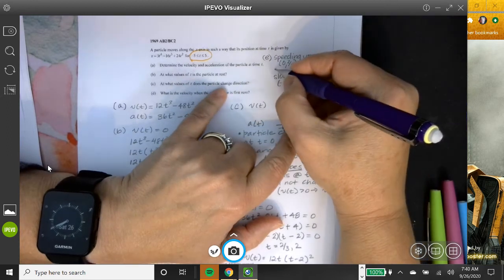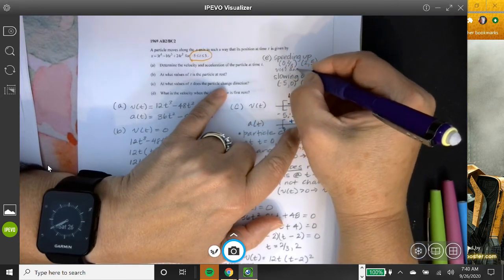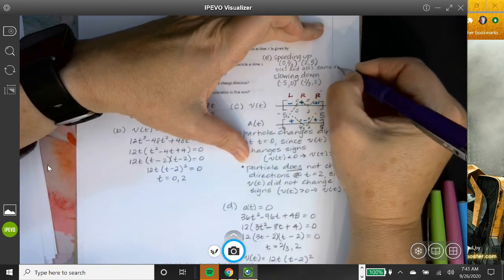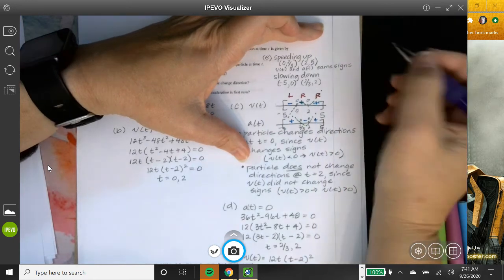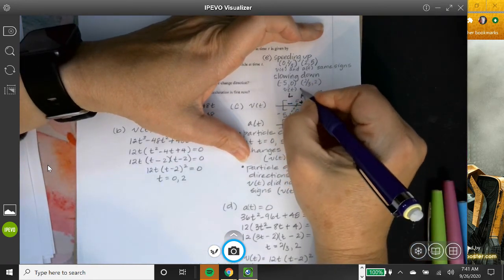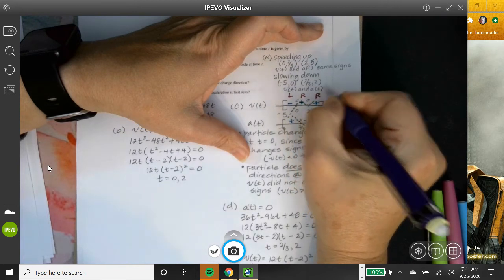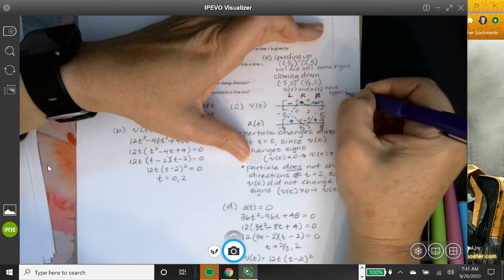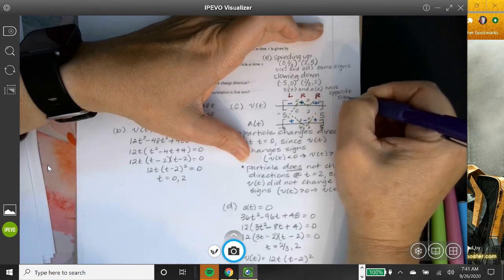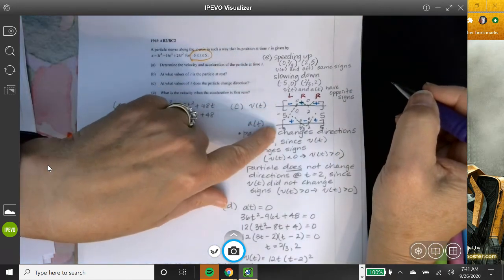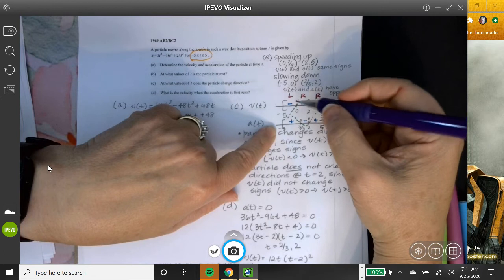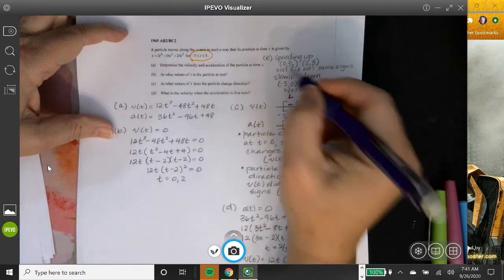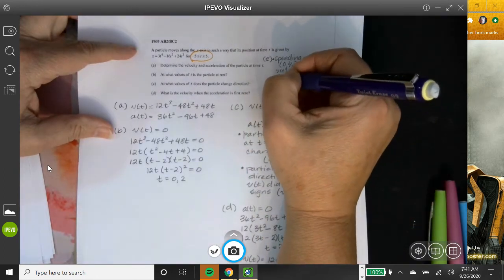So what's my justification? V of t and A of t have the same signs for speeding up. And here, V of t and A of t have opposite signs. So when I'm looking to see if a particle is speeding up or slowing down, I'm comparing the sign charts to see where they have the same signs or the opposite signs. So that's an important thing that I wanted to at least touch on in these notes.